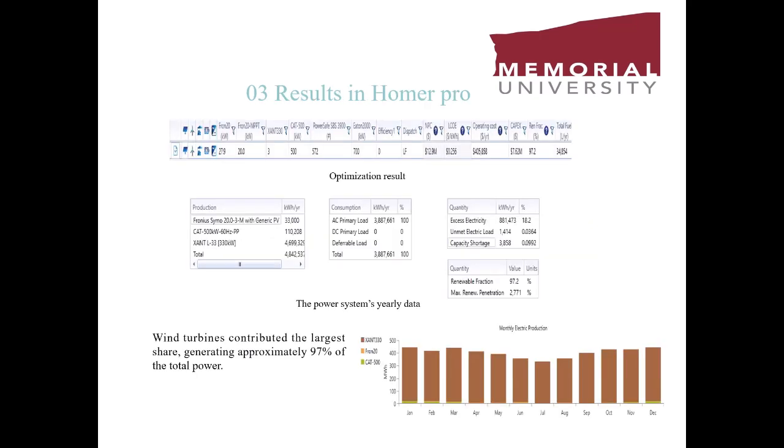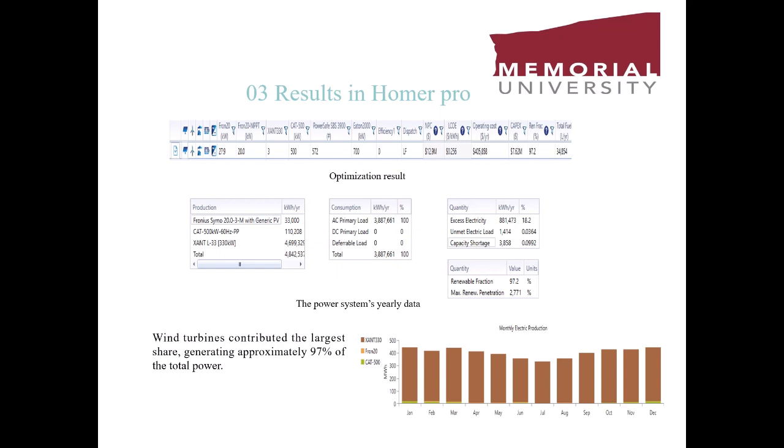And here is our result in HOMER Pro. It shows the optimization result, and you can see it in the table. Also the power system's yearly data shows that the wind turbines contribute the largest share, generating nearly 97% of the total power. Also in these sections, you can see the analysis of various components and key performance metrics such as operating cost, net present cost, levelized cost of energy, and initial investment.